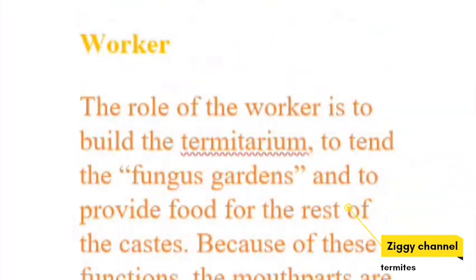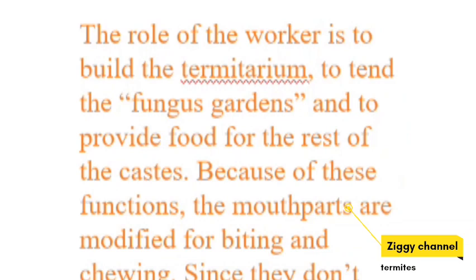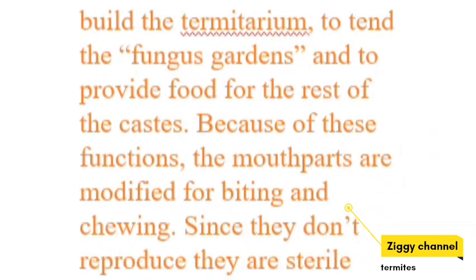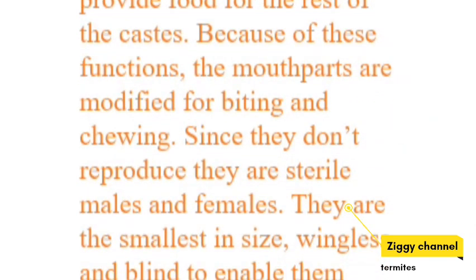Worker. The role of the worker is to build a termitarium, to tend the fungus gardens and to provide food for the rest of the castes. Because of these functions, the mouthparts are modified for biting and chewing. Since they don't reproduce, they are sterile males and females. They are the smallest in size, wingless and blind to enable them to perform their duties.